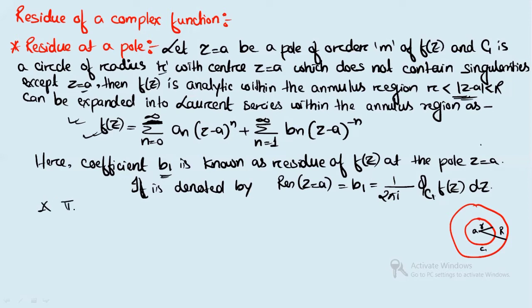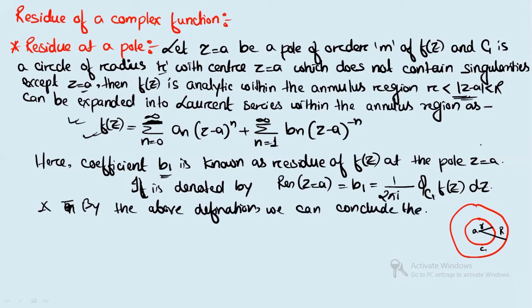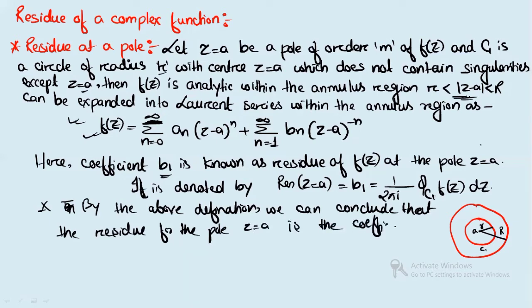By the above definition, we can conclude that the residue for the pole z equals a is the coefficient of 1/(z − a). All right, now we will see one example.